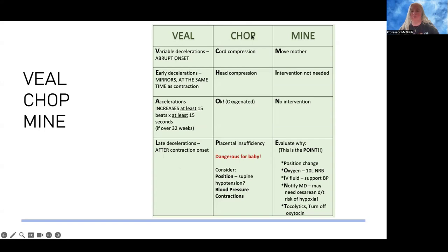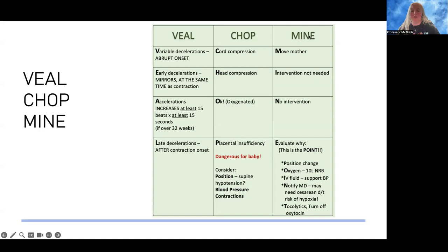The next line is the word CHOP. The C stands for cord compression. The H stands for head compression. The O means everything's okay. It also can mean oxygenation. And then the P stands for placental insufficiency or placental perfusion.